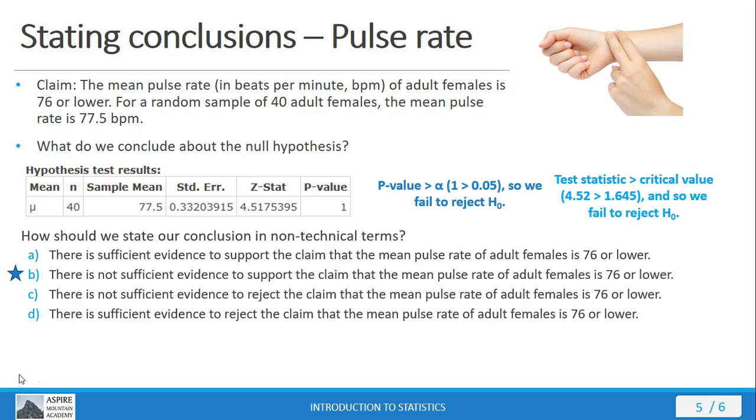There's not sufficient evidence to support the claim that the mean pulse rate of adult females is 76 or lower, which makes sense if we've got a sample that has a mean rate that's higher than 76. So this actually makes sense with the sample that we have. Look again to see where each of these parts is coming from. So there's not sufficient evidence because we failed to reject the null hypothesis. We're supporting the claim because we have a one-tailed test. And then the rest of the statement is simply a restatement of the claim.